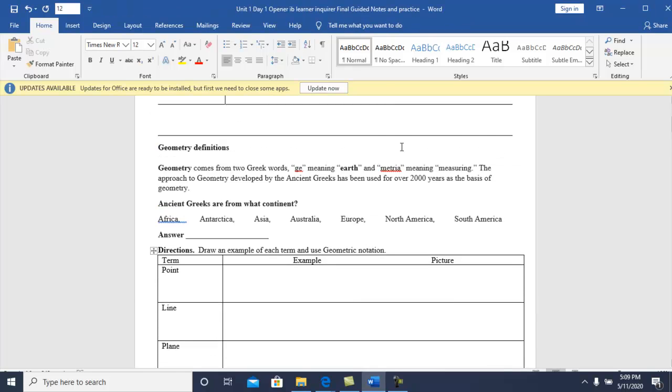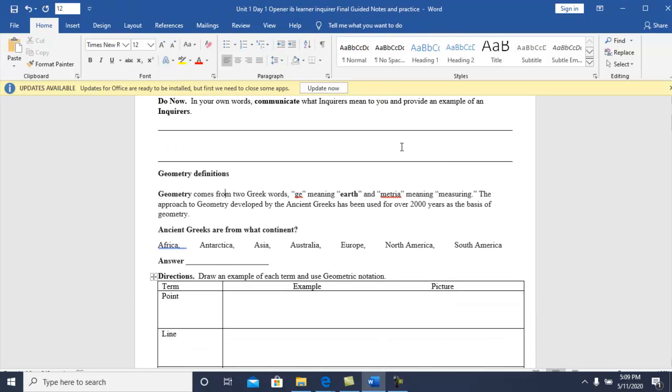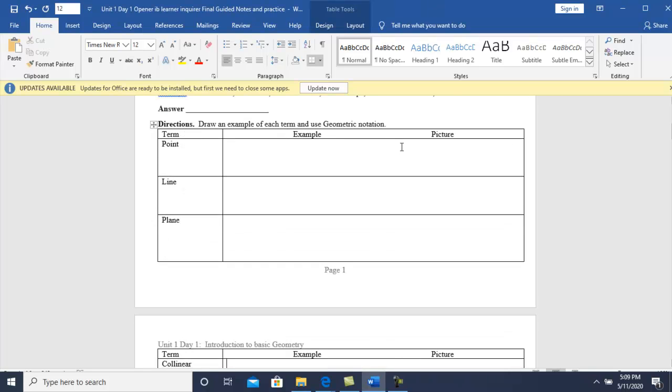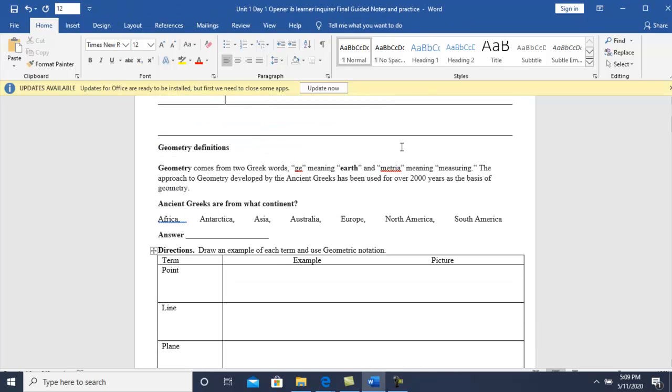If you take a look at the top here, in the introduction to geometry, the word geometry itself is going to come from the Greek words ge, meaning earth, and metria, meaning measuring. The approach to geometry developed by the ancient Greeks has been used for over 2,000 years as the basis of geometry. So the first question is, ancient Greeks are from what continent?